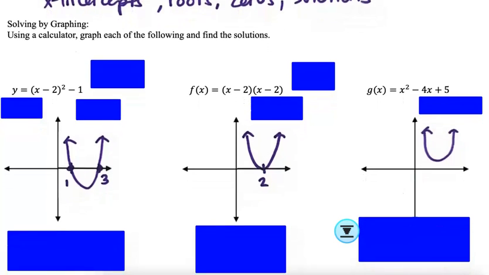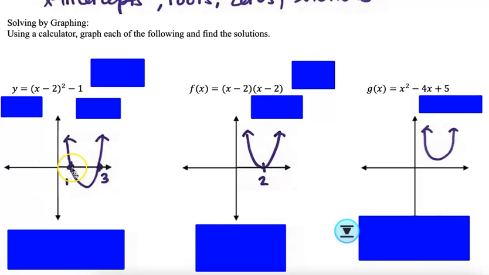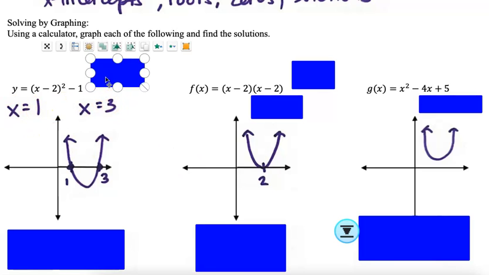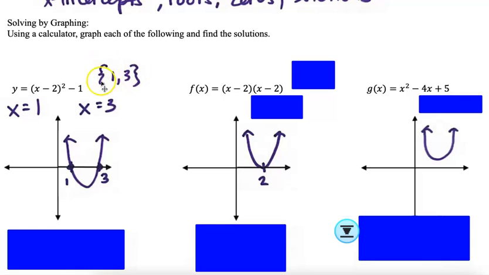So if I want to find the solutions using my graphing calculator, all I have to do is look at the x-intercepts. So the first solution would be x equals 1, and the second solution would be x equals 3 for your first graph. You can leave it like this, or you can use what are called curly brackets. They're right next to P on your keyboard if you hit Shift above the bracket symbol.